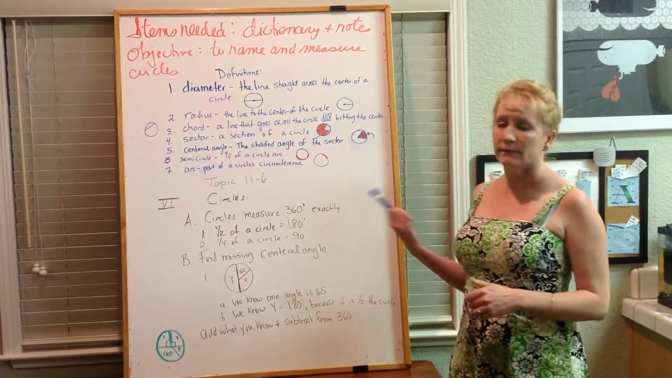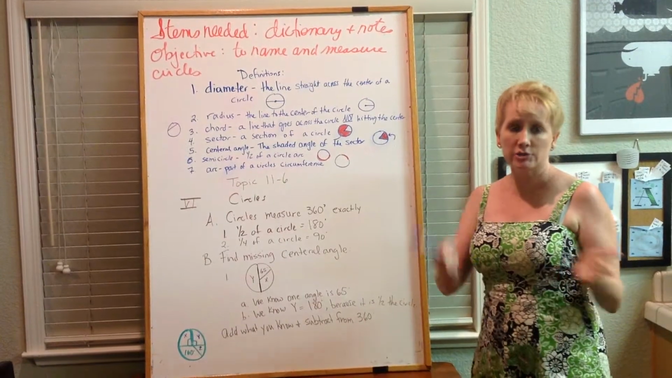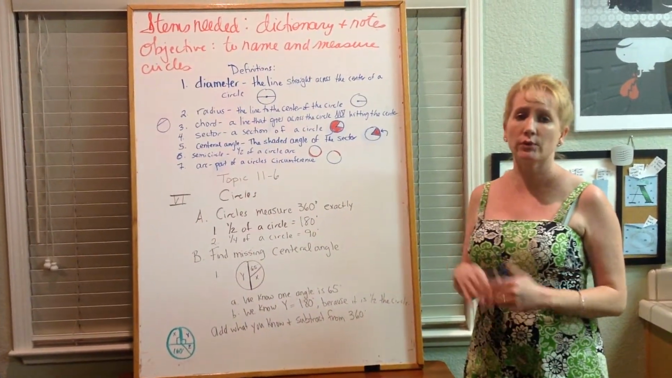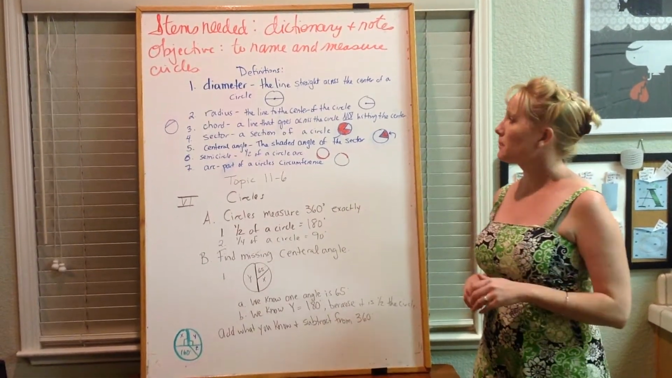This is topic 11.6. It's about circles. You're going to need your dictionary and your notes. First, we're going to define 7 words that you need to know in order to understand circles. So go get your dictionary and a pencil.